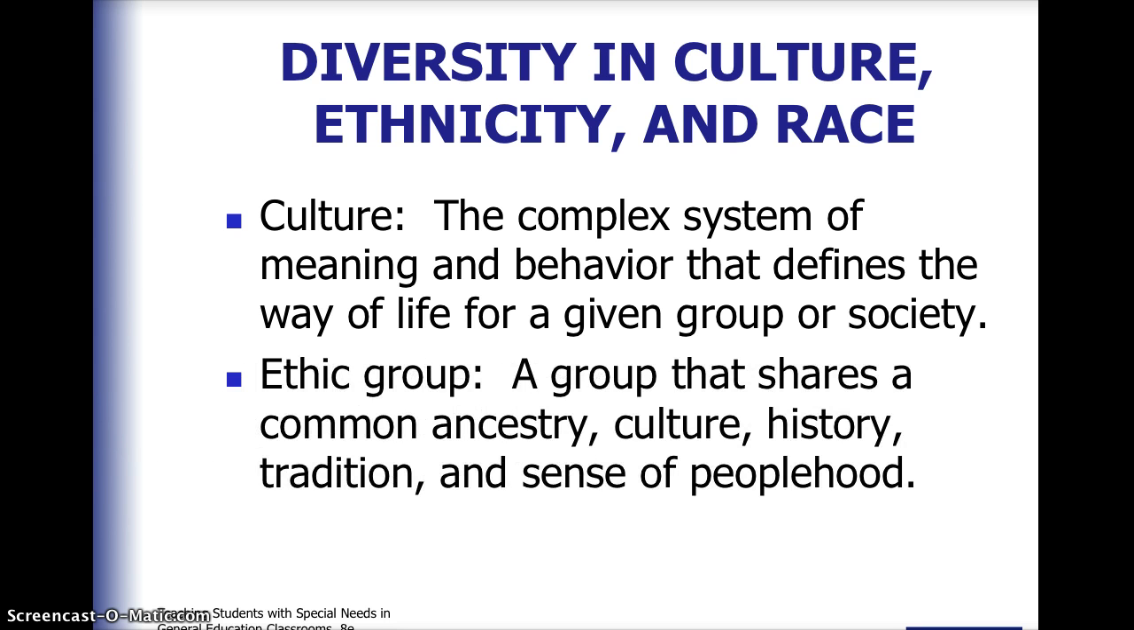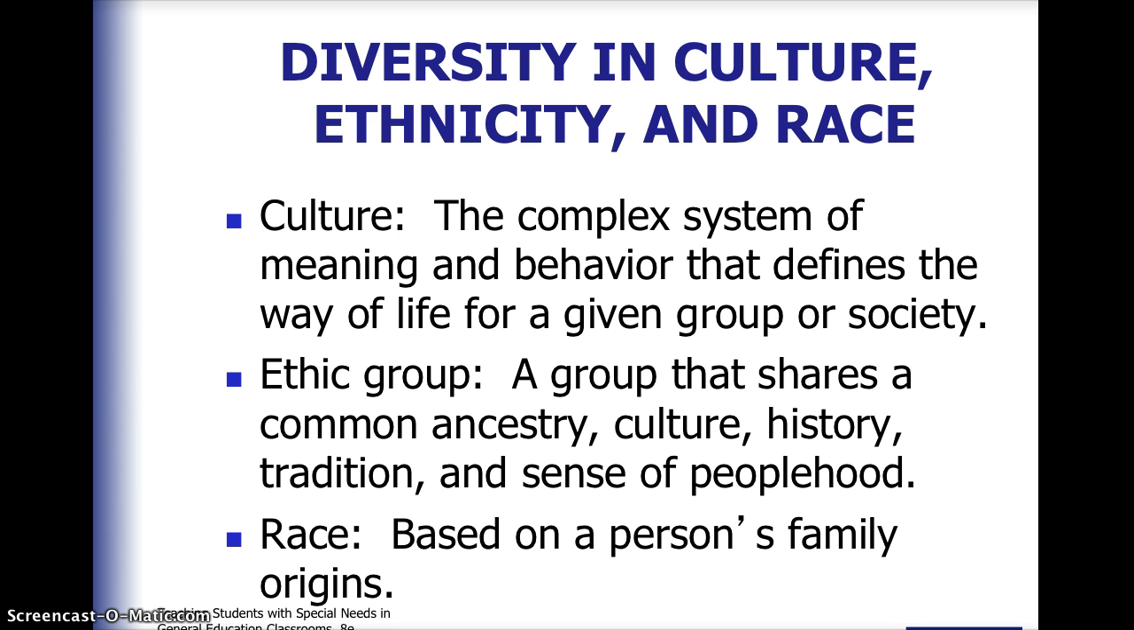Okay, so let's look at some of these terms so we can better understand what we're looking at in a general education classroom. So, diversity in culture, ethnicity, and race. Culture is the system of meaning and behavior that defines a way of life in a given group. So it's a shared set of values or beliefs that really defines a culture. An ethnic group is a group that shares a common ancestry, culture, history, tradition, or sense of peoplehood. So it's familial origins. Race also is based on a family's familial origins.